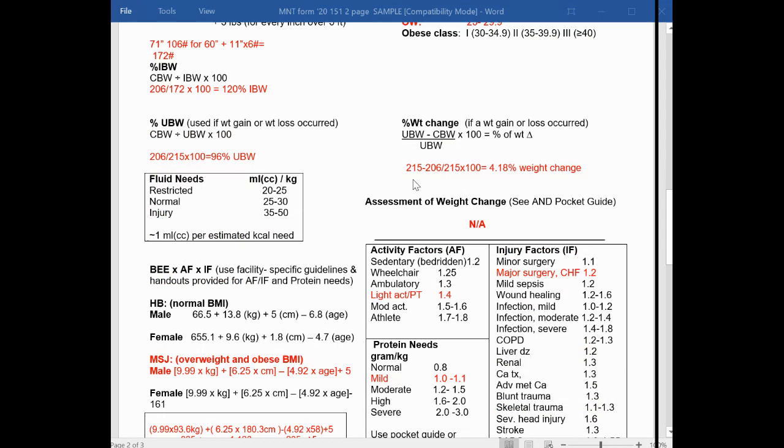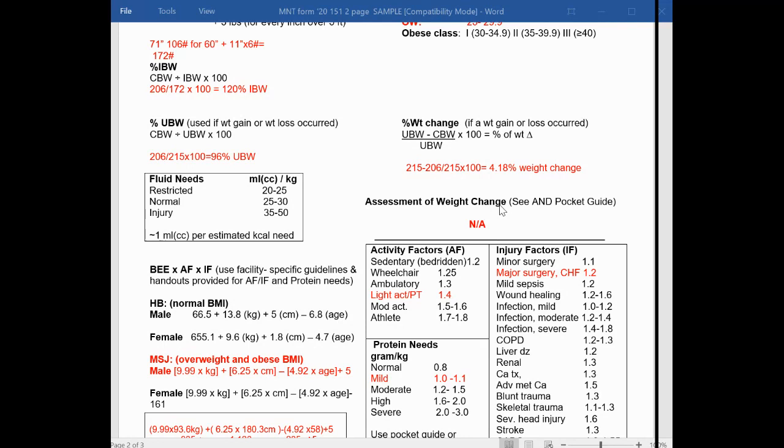Percent weight change, that's going to be his usual body weight of 215 minus 206. We'll take that sum and divide it by 215 times 100 to get 4.18% weight change.